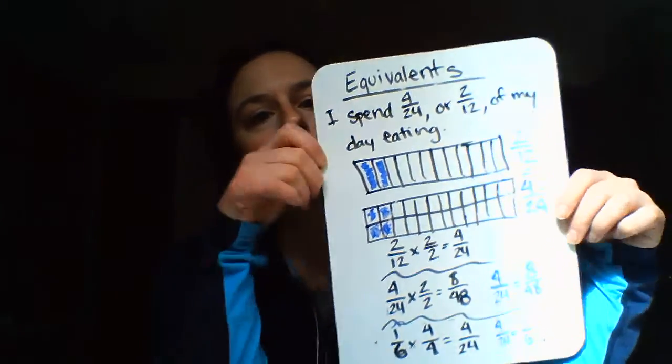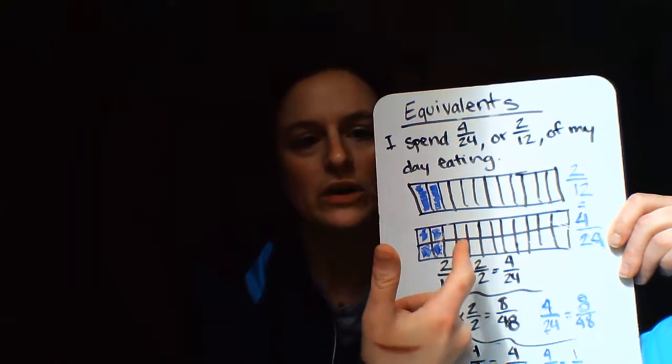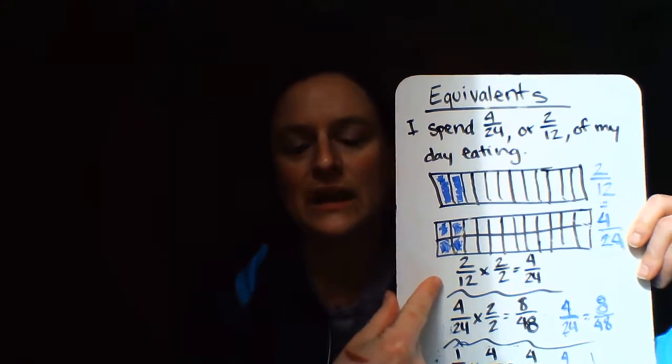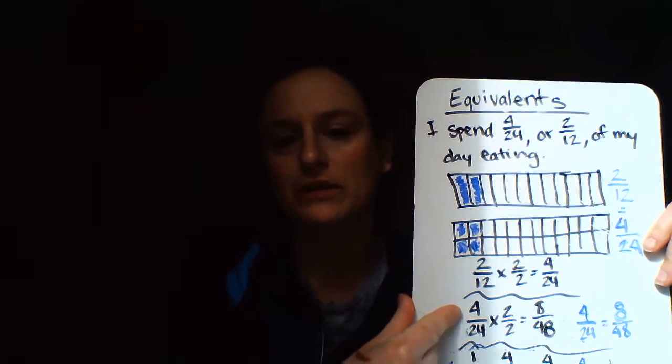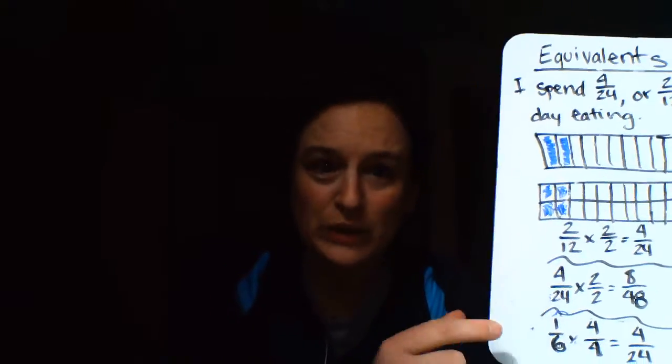I spend 4/24ths or 2/12ths of my day eating. I showed my work with an area model. I followed it up by checking my work with multiplication. And once you finish doing all of this, we'll be able to compare the work we've been doing over the course of our day. And that will be in our next video.